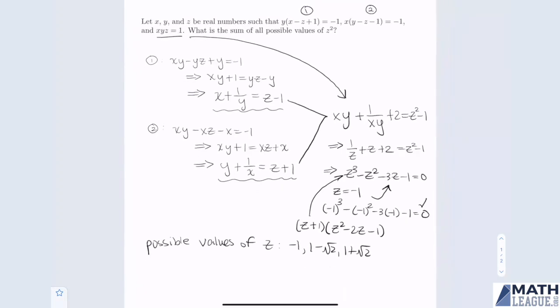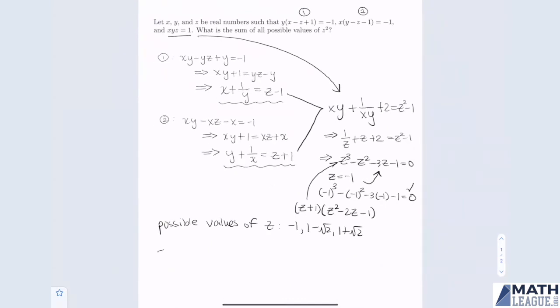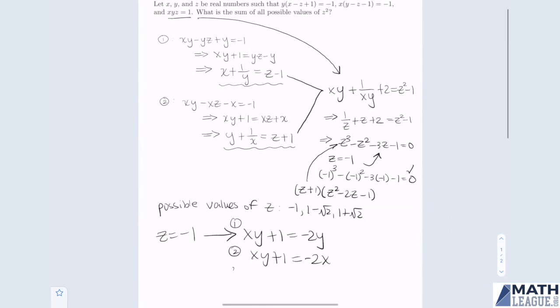So notice that when we plug in z equals minus 1 into the equations, from the first equation we have xy plus 1 is equal to minus 2y. The second equation, we have xy plus 1 is equal to minus 2x. And the third equation, when you plug in z equals minus 1, we get xy is equal to minus 1.